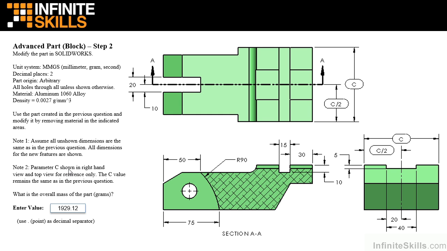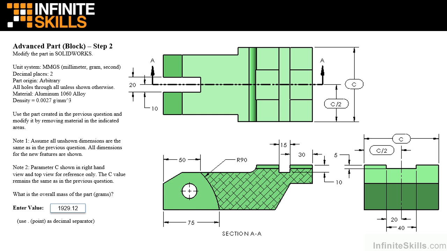Note 2 says parameter C, that would be dimension C. Parameter C is shown in the right-hand side view and top view for reference only. The C value remains the same as in the previous question. So let's take a look at the first extruded cut feature. It's located 30 millimeters from the right edge, it's 15 millimeters wide, and it's 10 deep.